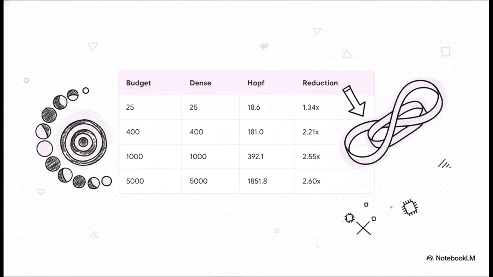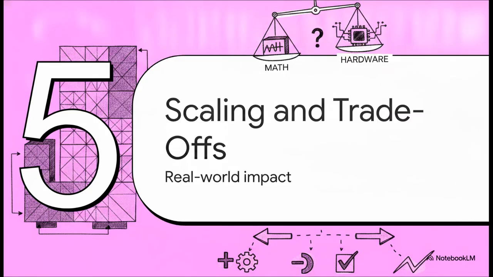A traditional dense network would require an effective footprint of 5,000. The Hopf routing footprint? Just 1,851.8. That is a massive 2.6x reduction in compute cost. By simply changing the geometric shape of the routing map, you are computing well over 2 times fewer routing paths. It's wild. Let's move into our final section, real-world scaling and trade-offs.